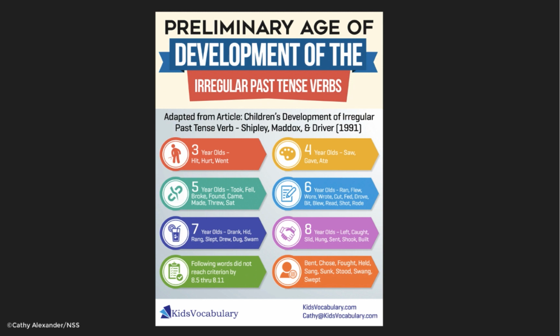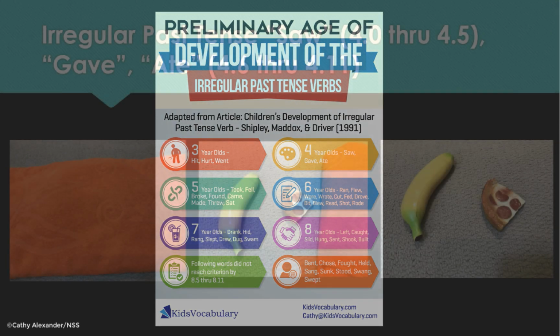This chart was adapted from Shipley, Maddox, and Driver's article, Children's Development of Irregular Past Tense Verbs. This chart can be used clinically because we know what irregular forms to target for, say, a 3-year-old. We would not want to teach a 4-year-old irregular verbs such as bent, held, sang, fought. As I said before, we need to select verb targets carefully instead of arbitrarily just picking verb targets based on our picture cards or manipulatives that we have on hand.